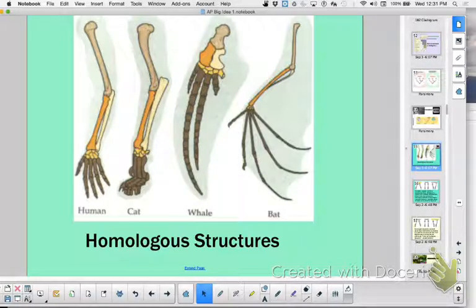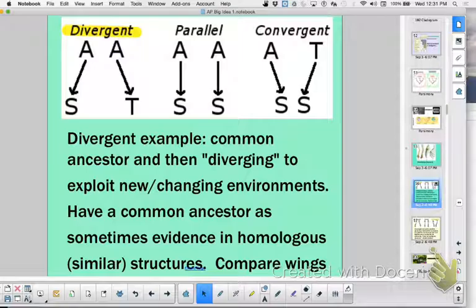All right? Let's take a look at this. We have three different types of evolution right here. Whose turn is it? Slate? Do divergent. Go ahead.